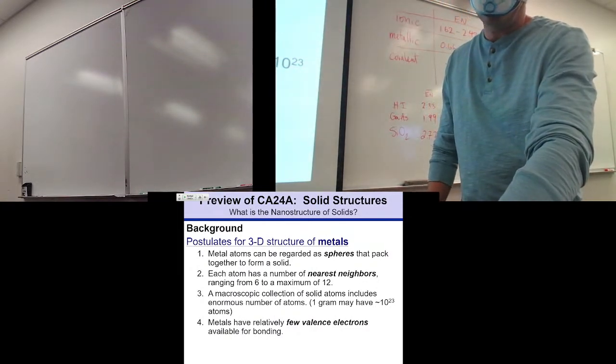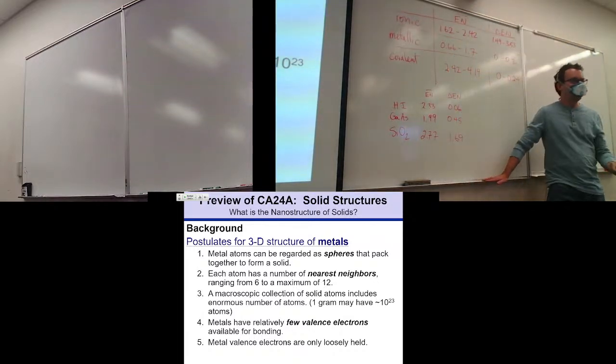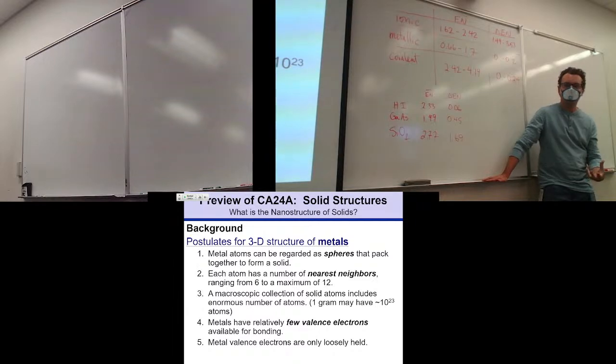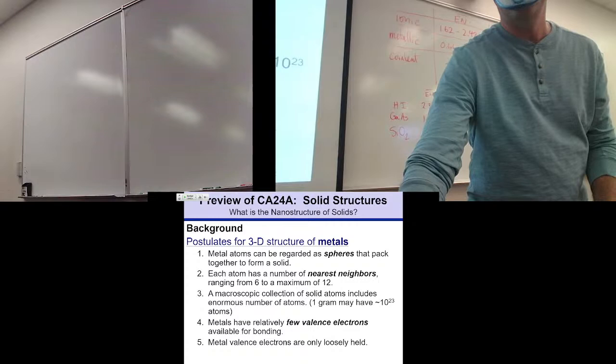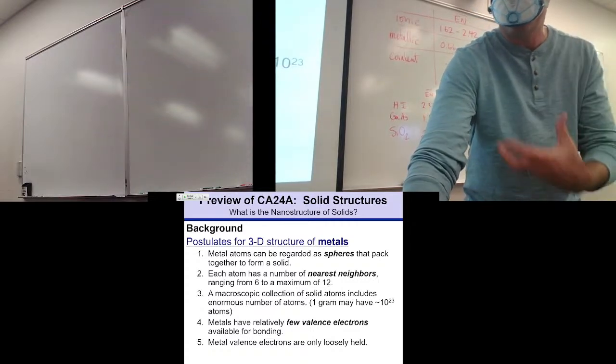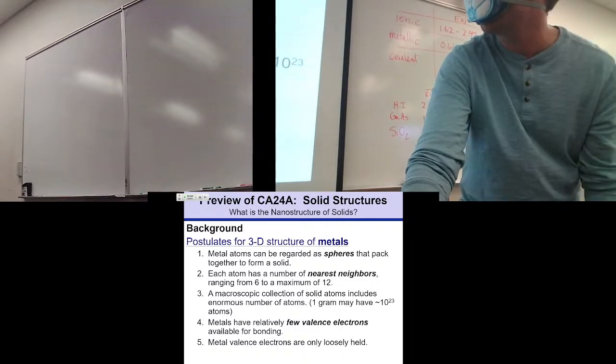So few valence electrons for bonding. And metals, we know, have a low electronegativity. So those electrons are loosely held. Okay, so these are the postulates. This is what we're going to assume is always true for any kind of metallic structures.